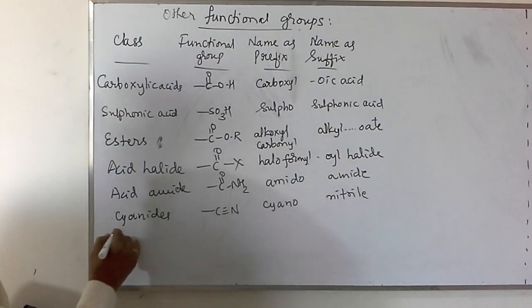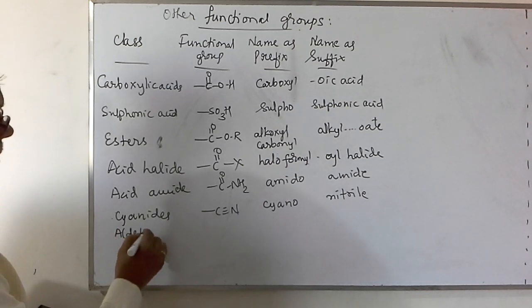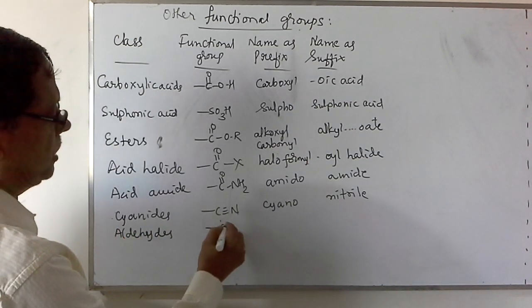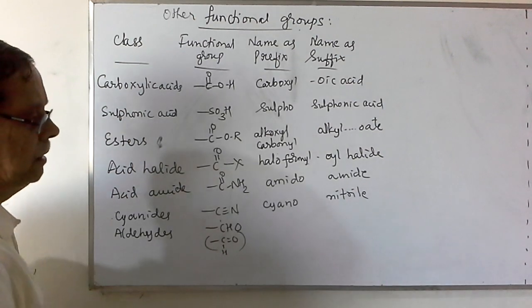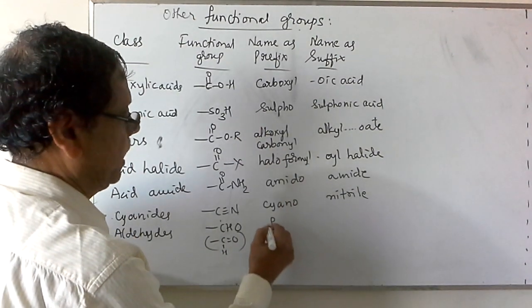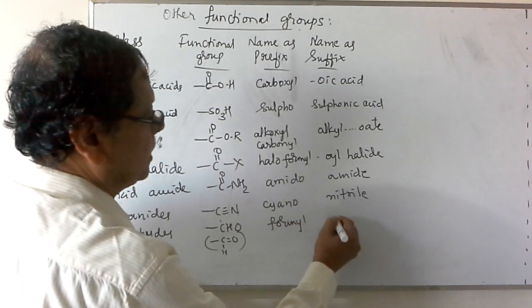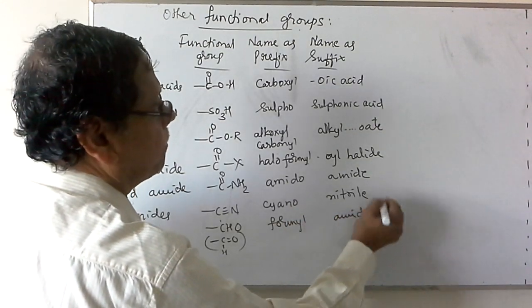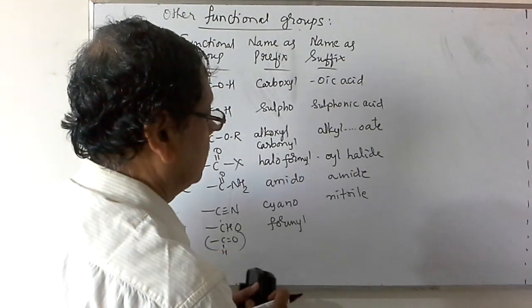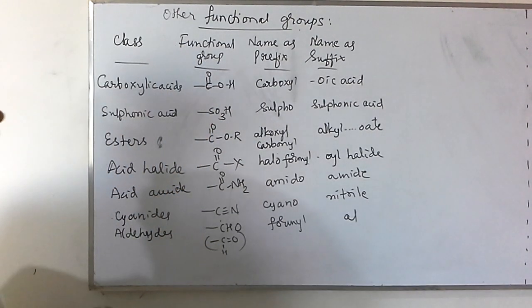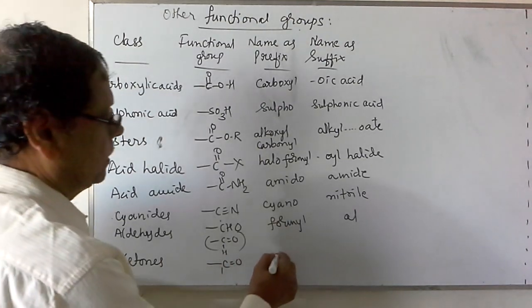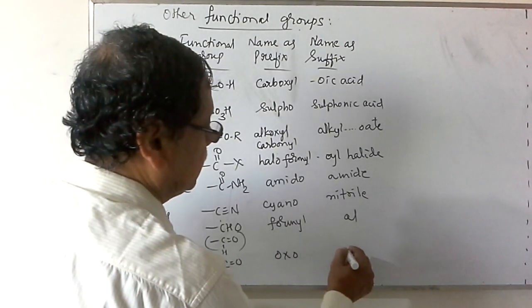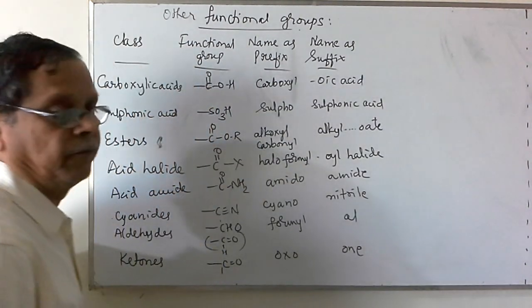Aldehydes. Functional group is CHO. Actually it is CH double bond O. Remember that. This is named as prefix formyl. Suffix is AL. Then we have these ketones, C double bond O. This is named as oxo as a prefix, then ONE as a suffix.